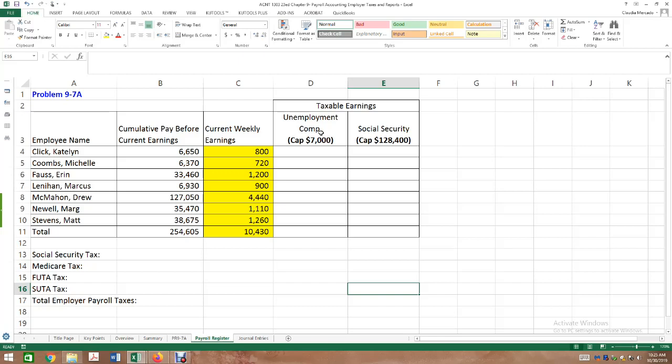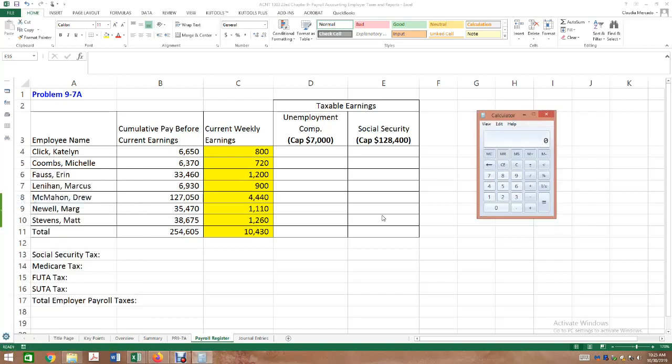We know that she has earned $6,650, and I know for unemployment compensation we only pay taxes on the first $7,000. So what I'm going to do here is get my calculator. I know that my cap is $7,000. I know that this employee has earned $6,650. I'm going to subtract that. So I know that this employee still needs $350 to reach the cap of $7,000.